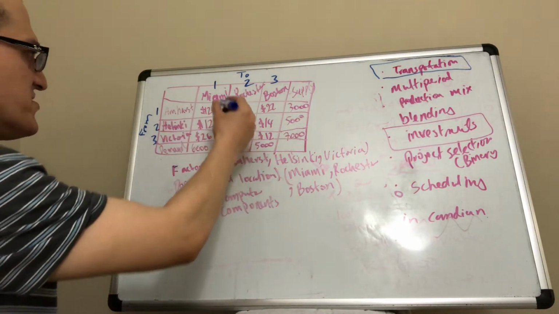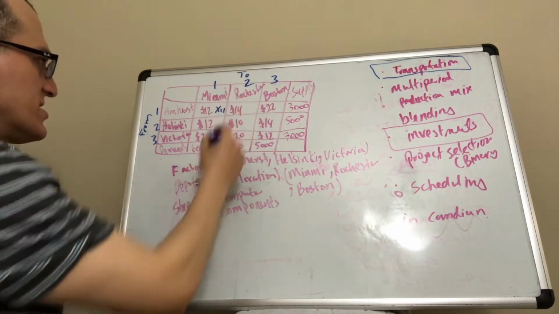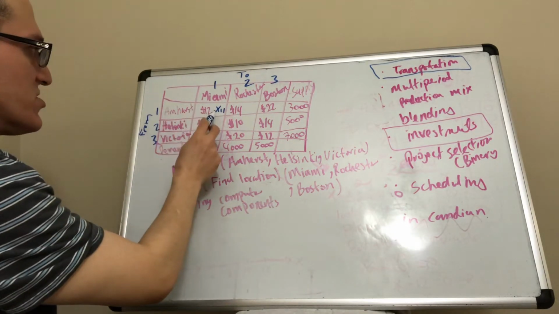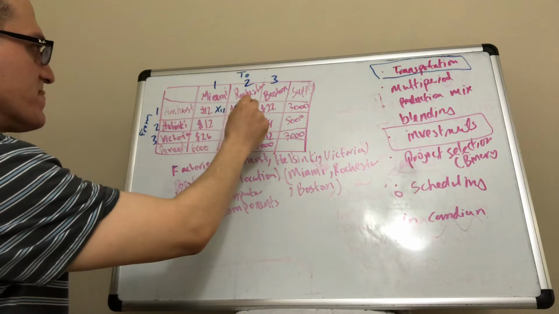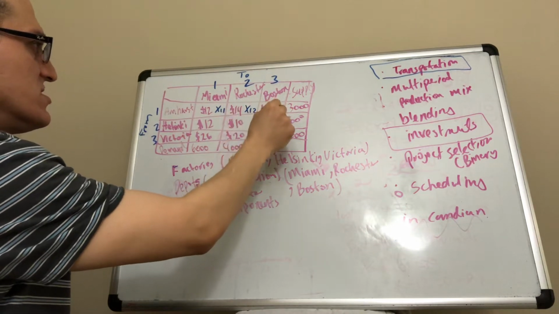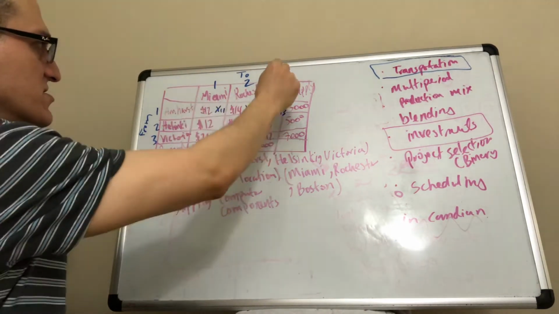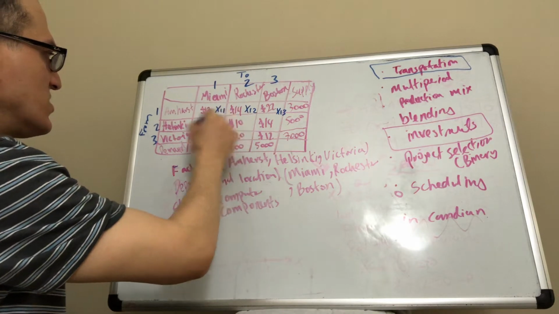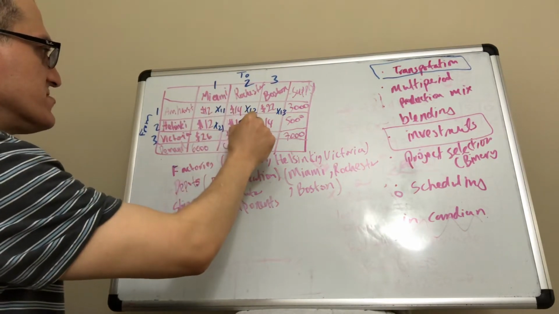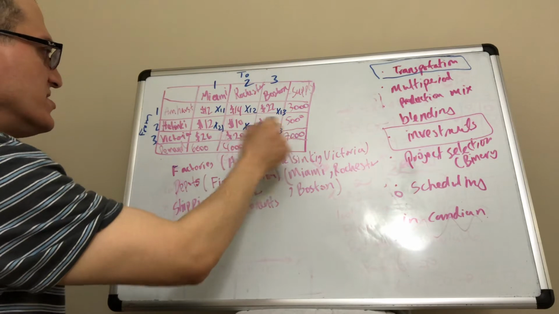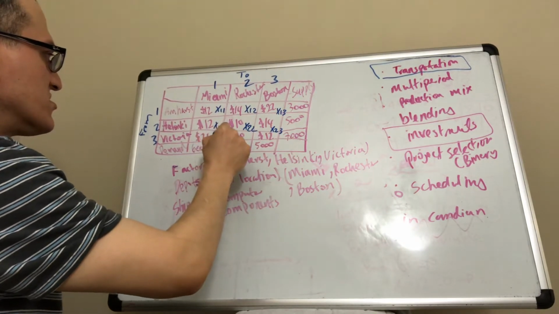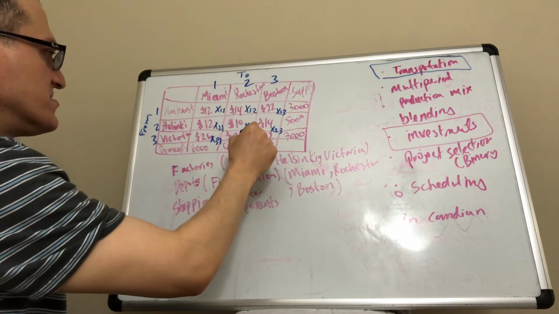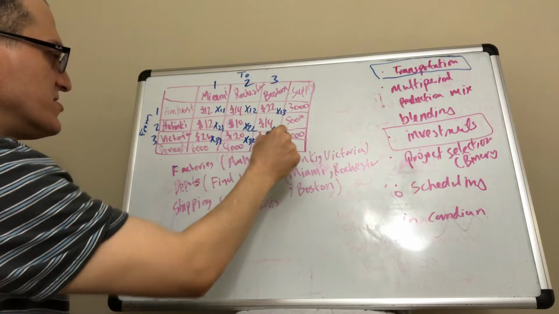The way we name them, we call this 1, 1, because that would be the computer components going from 1 to 1. This would be 1, 2. This would be 1, 3. This is 2, 1 going from 2 to 1. This is 2, 2. This is 2, 3. This is 3, 1 going from 3 to 1. This is 3, 2. This is 3, 3.